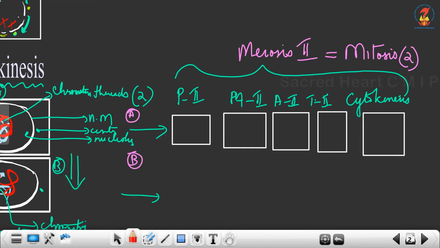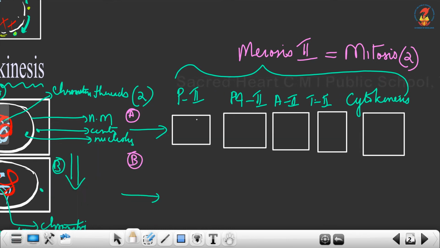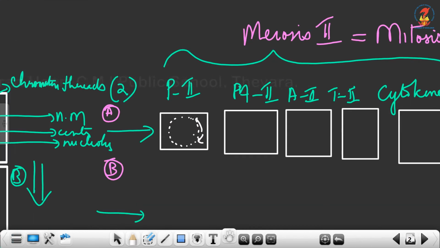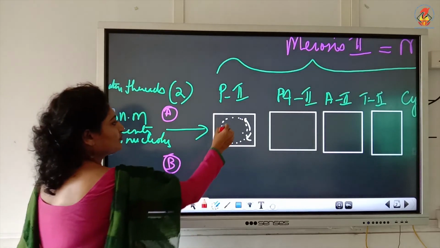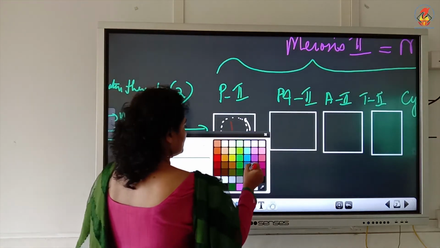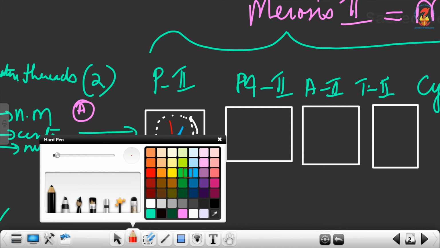But here also you have to use your red and blue pens. So we are having the nuclear membrane disintegrates. We have learnt in meiosis, nuclear membrane disintegrates, nucleolus disintegrates, centrioles move to the opposite poles. Okay. And what happens to our chromosomes? They condense to form rod-like structures. So we are having only 2 chromosomes, one red and one blue. Draw at random.